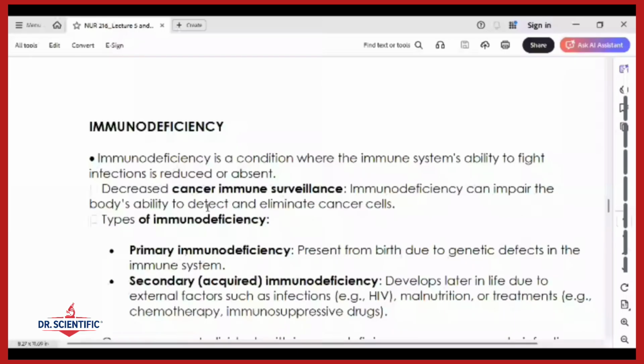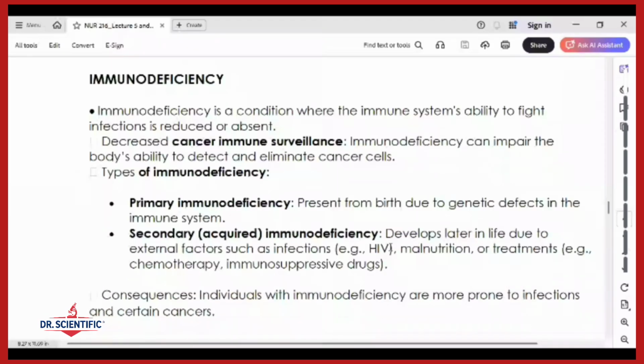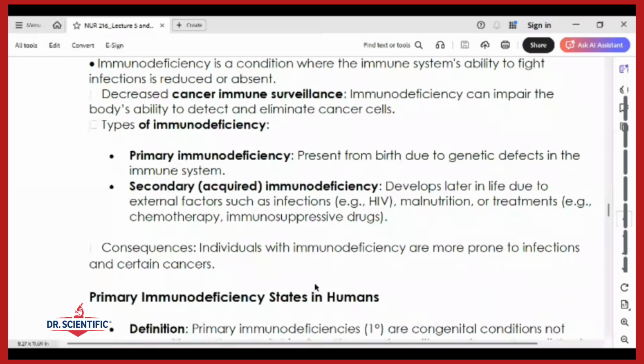So we can divide immunodeficiency into two types. We have primary immunodeficiency, and this is congenital. It's present at birth, especially due to genetic defects. Then we have secondary or acquired immunodeficiency. This develops later in life due to external factors, and this could be things like HIV. We know that HIV is the main cause of immunodeficiency in our populations currently. Other reasons would be things like malnutrition, of course, chemotherapy, and immunosuppressive drugs. If somebody is taking immunosuppressive drugs, then definitely they are going to have a scenario of acquired immunodeficiency.